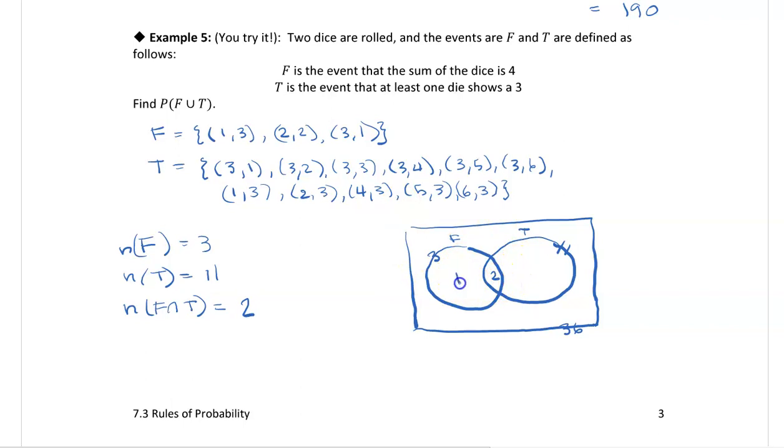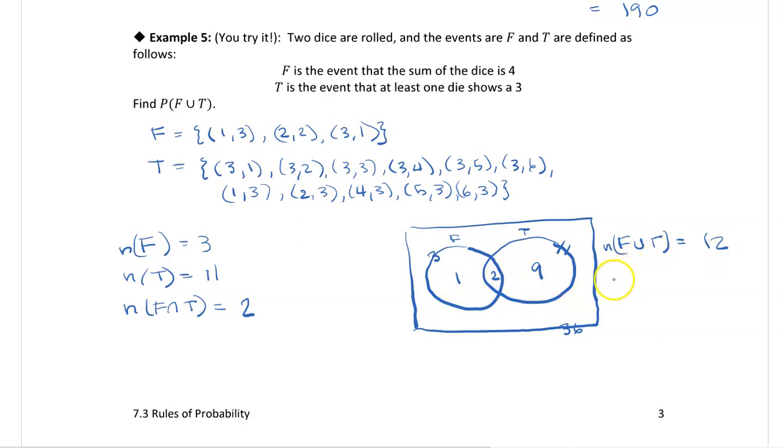So there has to be one outcome that gives a sum of 4, but it doesn't have a 3 involved. And then there have to be 9 outcomes where one die shows a 3, but they don't add up to 4. So in the union, F union T, the number in F union T is just going to be the sum. It's just going to be 12: 1 plus 2 plus 9.